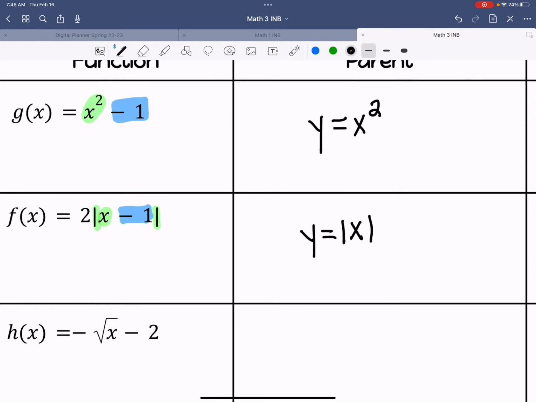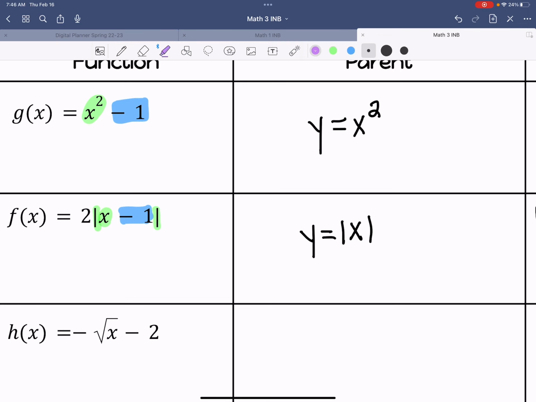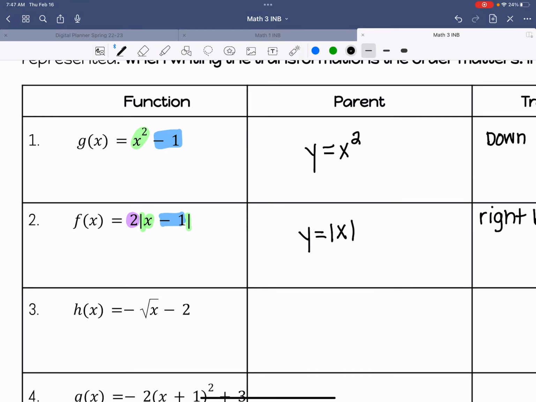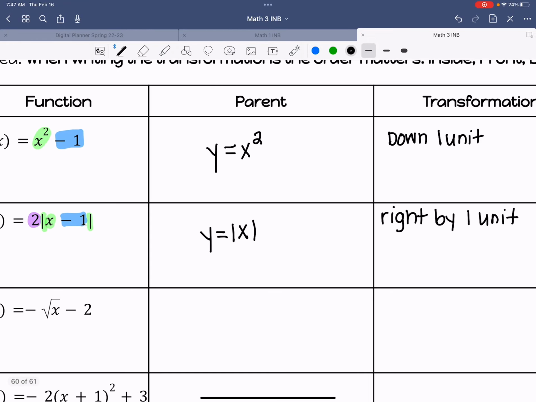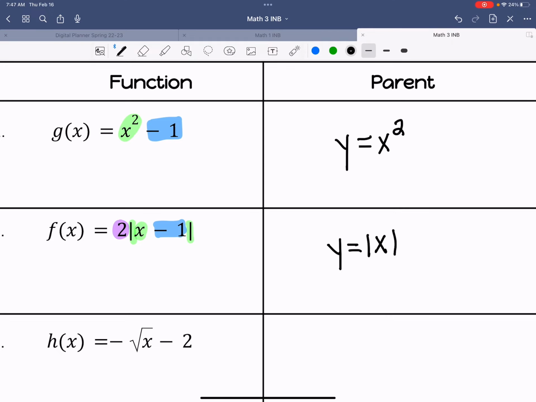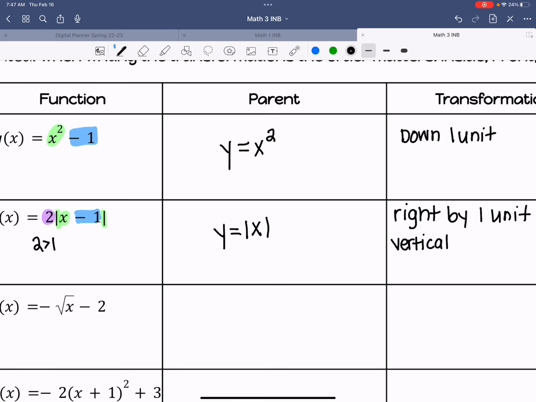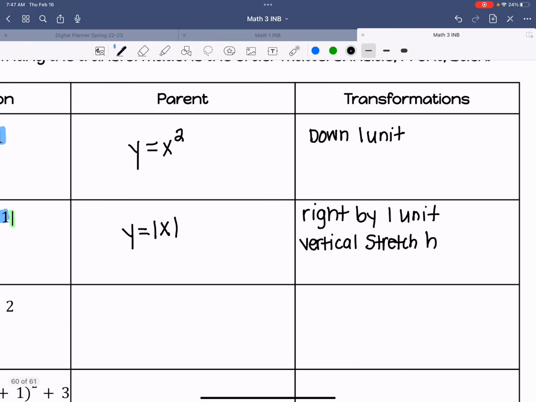All right, and then in the front, we have times 2. So remember that times 2 in the front is going to be a dilation. So this is a vertical dilation, and because this 2 is greater than 1, that means it's going to be a vertical stretch. So it's a vertical stretch by 1. Or excuse me, by 2.